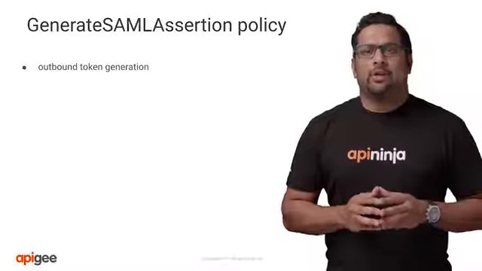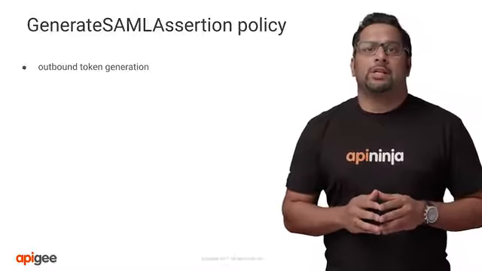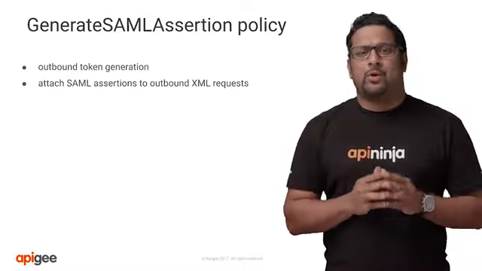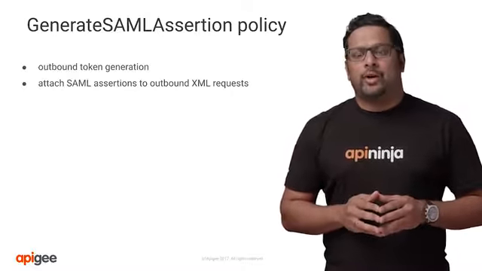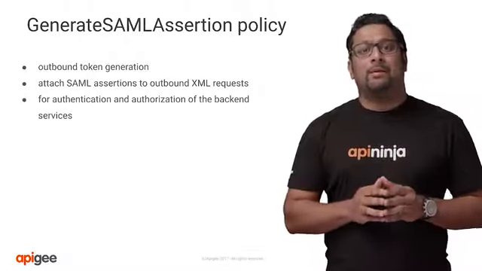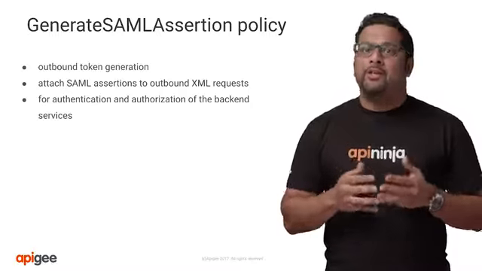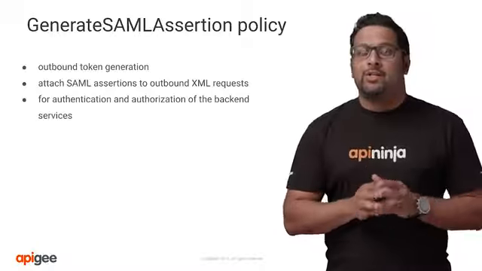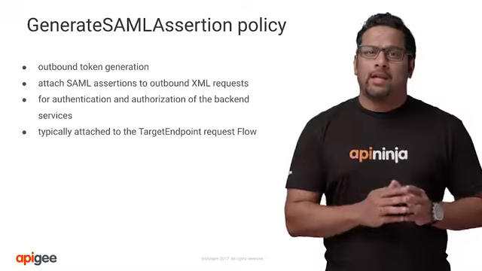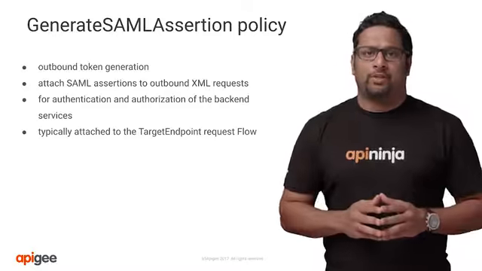Generate SAML assertion policy is used for outbound token generation. This policy type enables API proxies to attach SAML assertions to outbound XML requests. Those assertions are then available to enable backend services to apply further security processing for authentication and authorization. Generate SAML assertion is typically attached to the target endpoint request flow.